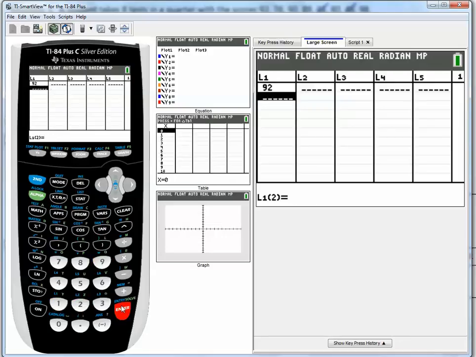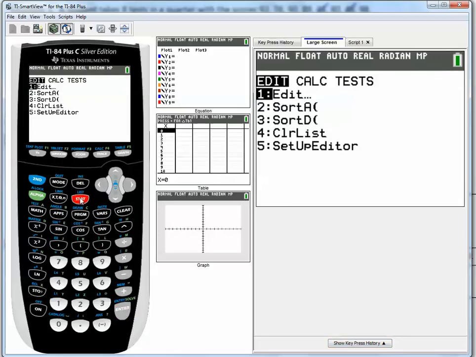92, Enter. See, there's a little 2. It means I'm at the second entry. 78, Enter. Now I'm at the third entry. 90, and so on and so forth. Now that I've entered all 10 data points into my list, I press Stat.